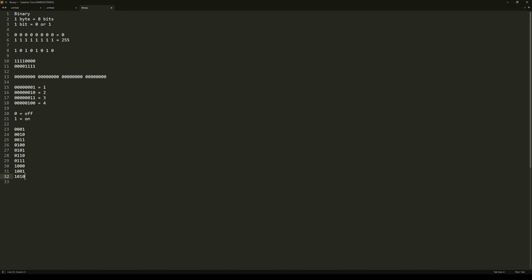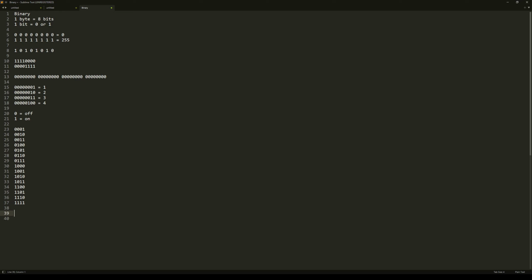1, 0, 1, 0, which is 10. 1, 0, 1, 1, which is 11. 1, 1, 0, 0, which is 12. 1, 1, 0, 1, which is 13. 1, 1, 1, 0, which is 14. And then you have 1, 1, 1, 1, which is 15.